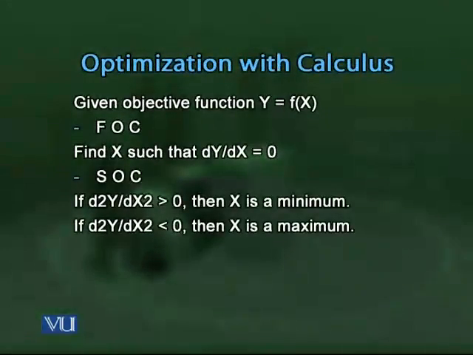Then the second order condition, which is a sufficient condition, is that we find the second derivative of the function and see the result. If it is greater than 0, then x is a minimum point, and if it is less than 0, then x is a maximum point. We have said that when the second derivative is greater than 0, we have a minimum point, and when the second derivative is less than 0, we have a maximum point.